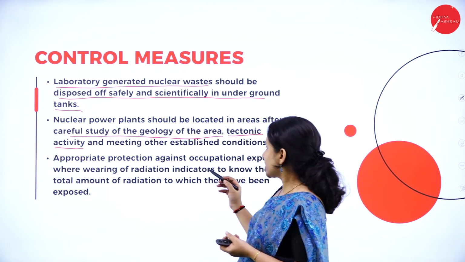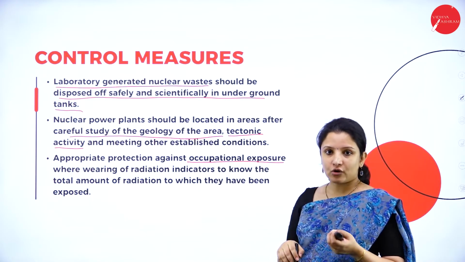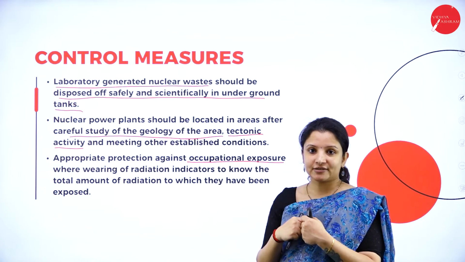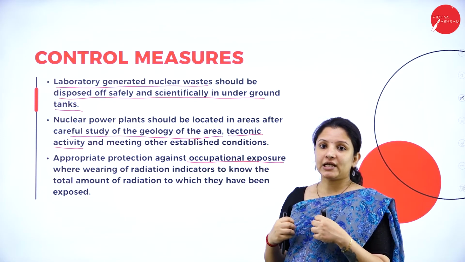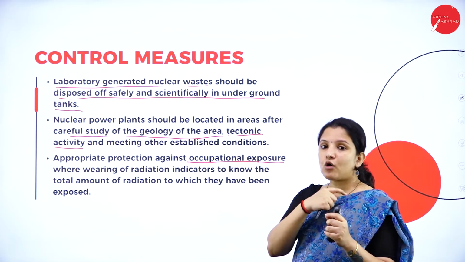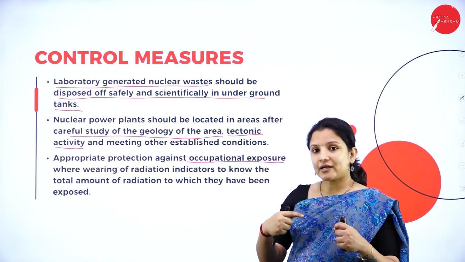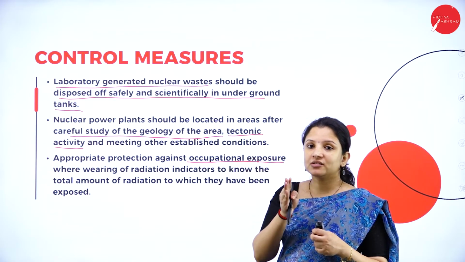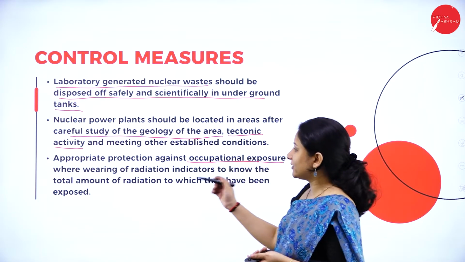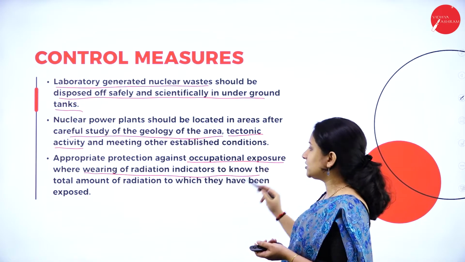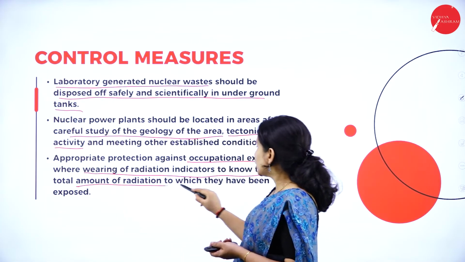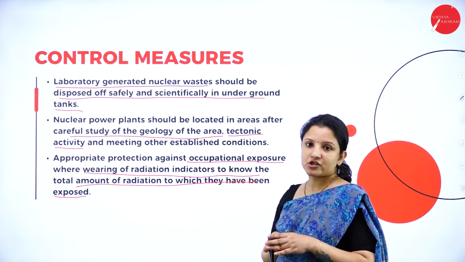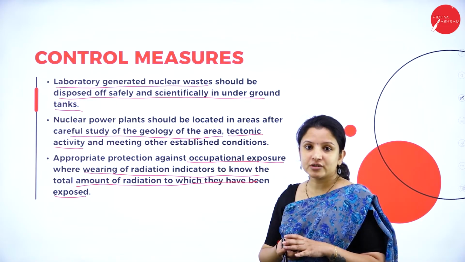Next, appropriate protection against occupational exposure should also be done, wherein the workers who are working in the nuclear power plant have to be given proper gear so that their entire body is protected from the radiations. And not just that, they have to have a monitor in their coat, or in their jacket or whichever bodysuit they are wearing, which will give the reading, that is how much radiation the person is being exposed to. So, all that should be there, that is by wearing radiation indicators to know the total amount of radiation to which they have been exposed. So all this can be taken. These appropriate measures should be followed if we have to stop nuclear hazards.